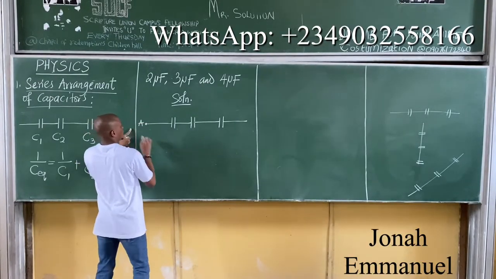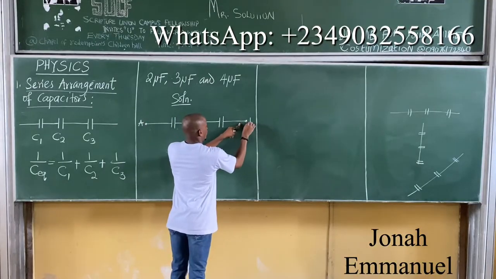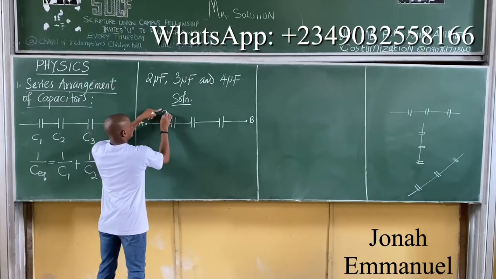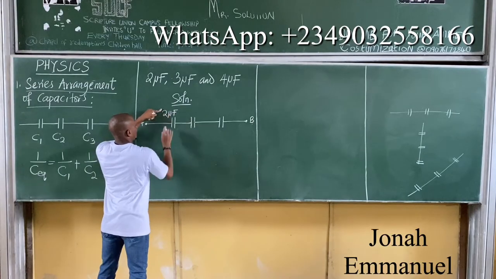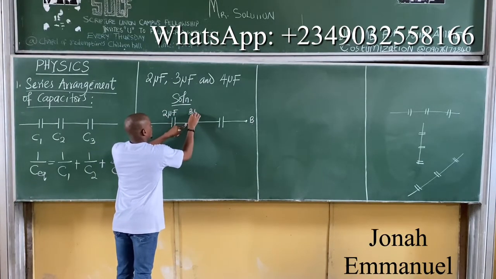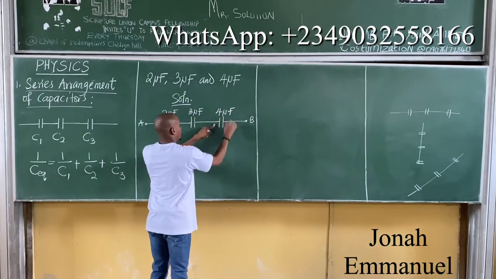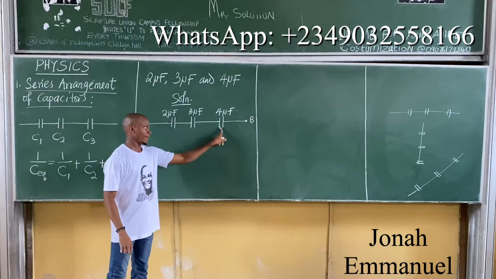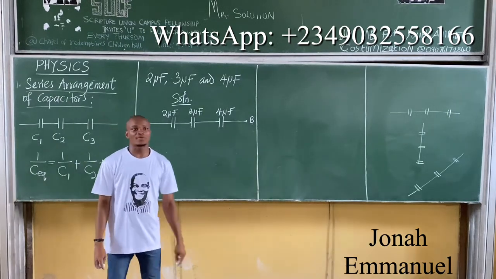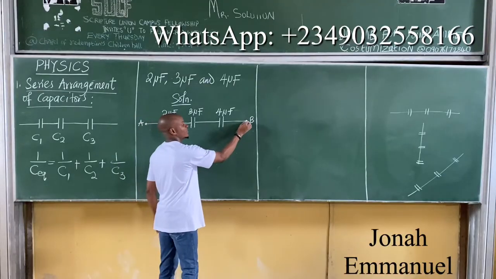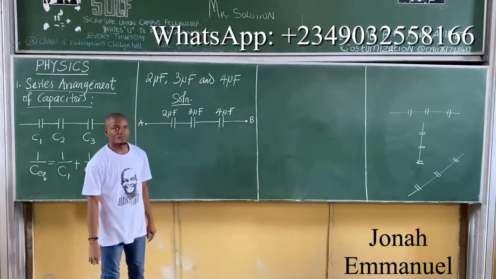Call this point A, call this point B. It said 2 microfarad here, 2 microfarad, 3 microfarad, 4 microfarad. So you have this. When it comes to solving, this is my point B, and that's it. They're called the terminals of the capacitors.